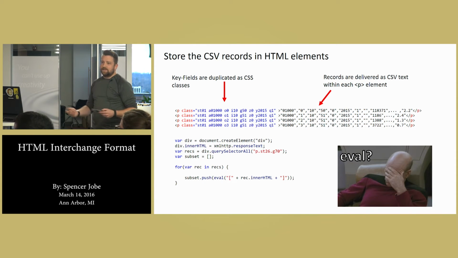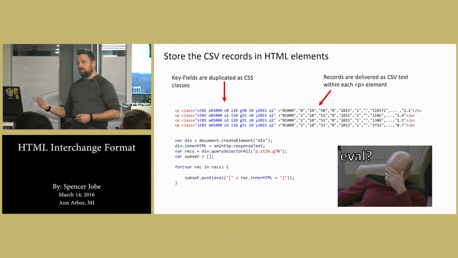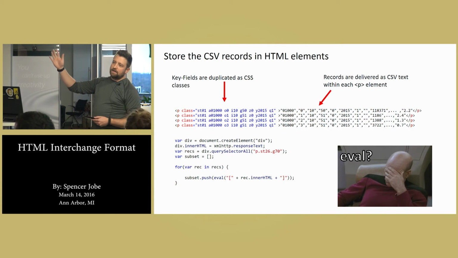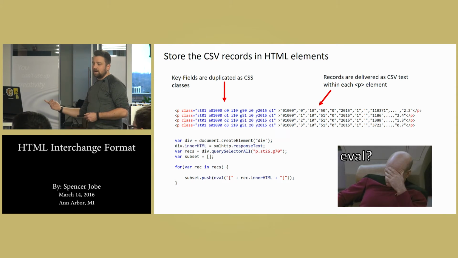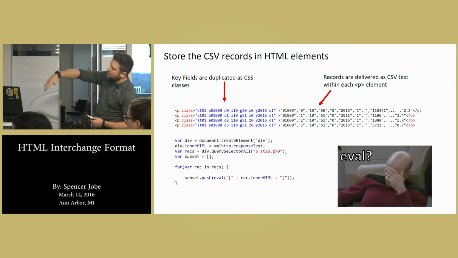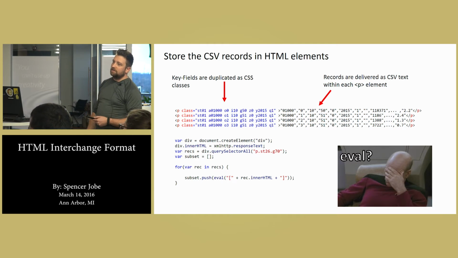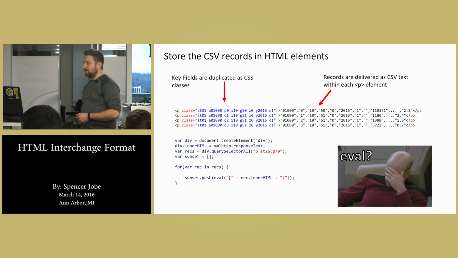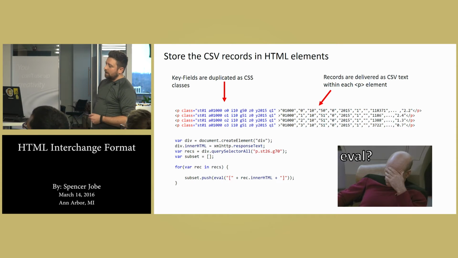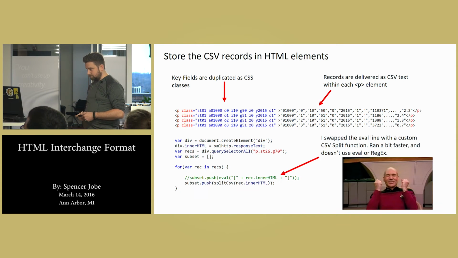So to access it, it's actually quite simple. You create a div element, and we're not talking about any of the render tree here, so it's actually quite performant. You take the response text, which represents a giant blob of paragraph tags, and you just insert that into the inner HTML of your parent div. After that, you can use query selector all, and you can mix and match whatever keys you want to get out your records. Oh yeah, and I got rid of the eval thing.